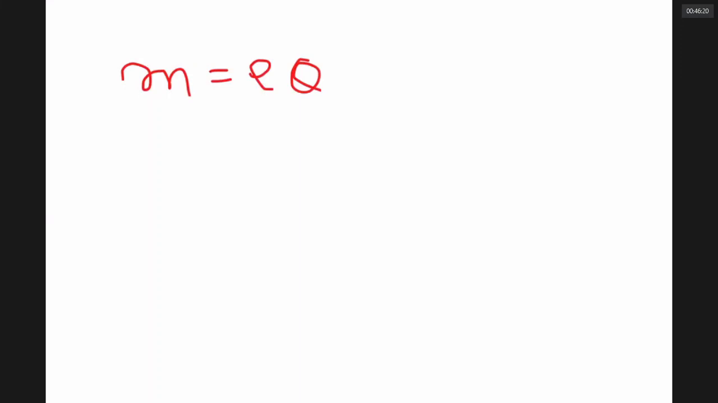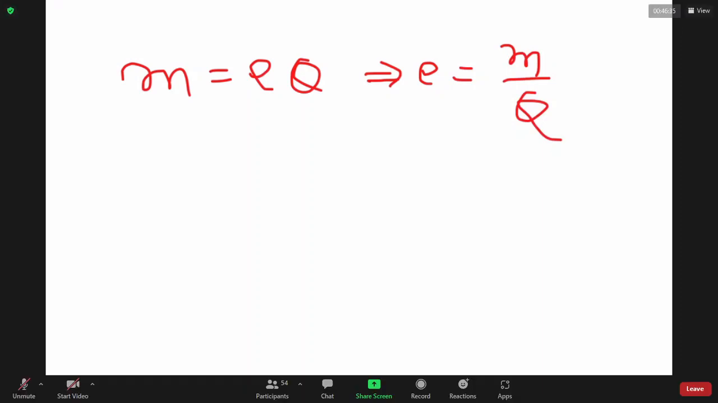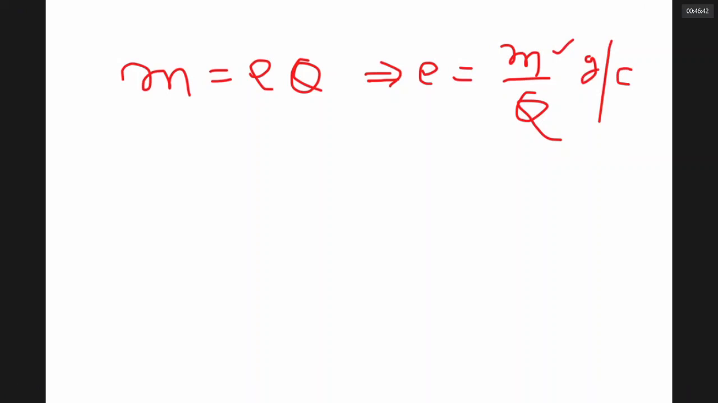Sir, what is E equal to? It is the mass of an element produced in grams for maintaining a charge of 1 coulomb. Gram per coulomb is the unit of electrochemical equivalent.